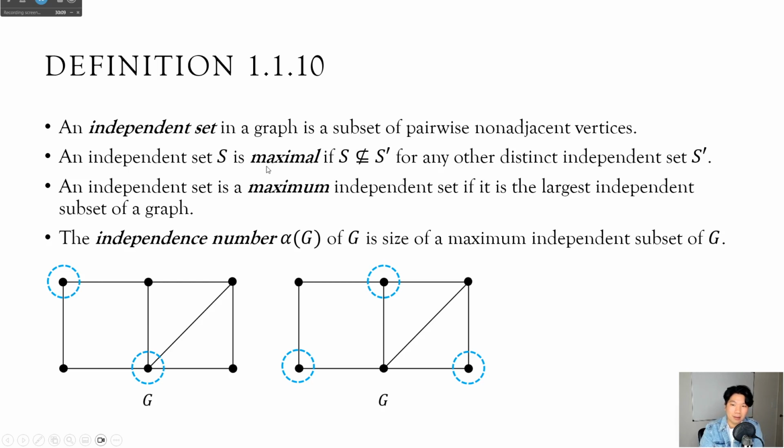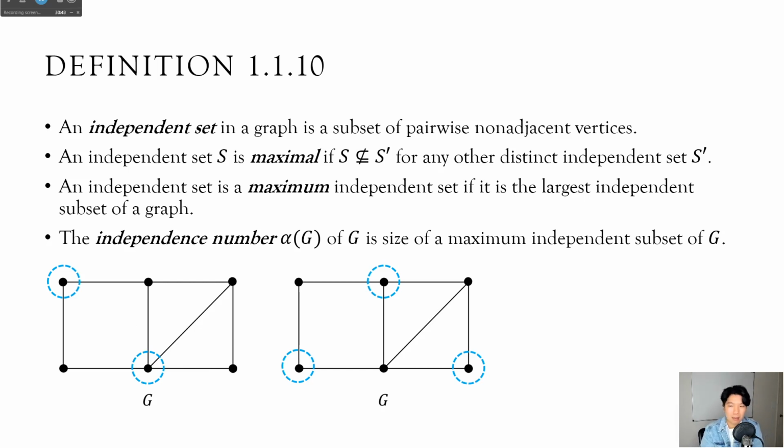Am I maximal? Again, maximal means if I try to add another vertex to my group, is it still independent? Let's see. I can't add this vertex on the bottom left because it's directly connected to one of these vertices. I can't add this one because it's connected to both of them. I can't add this one on the top right because it's connected to this vertex. And I can't add this vertex down here on the bottom right either because it's connected to here. So that means that this set that I've circled is maximal. I can't add any more vertices in.